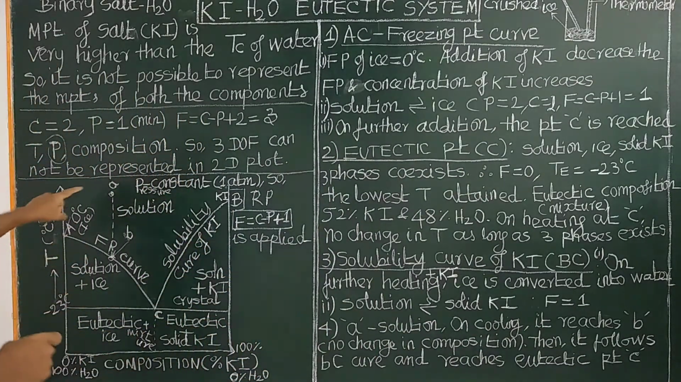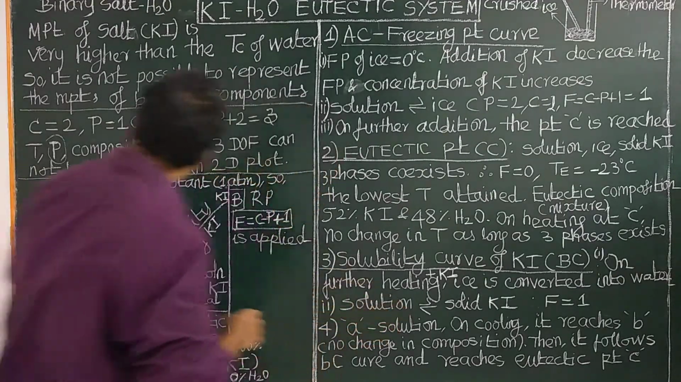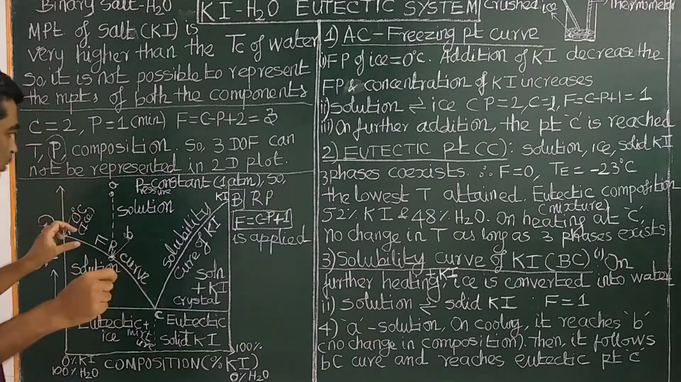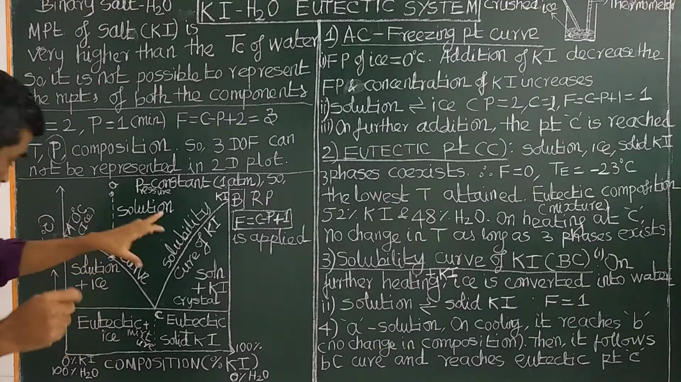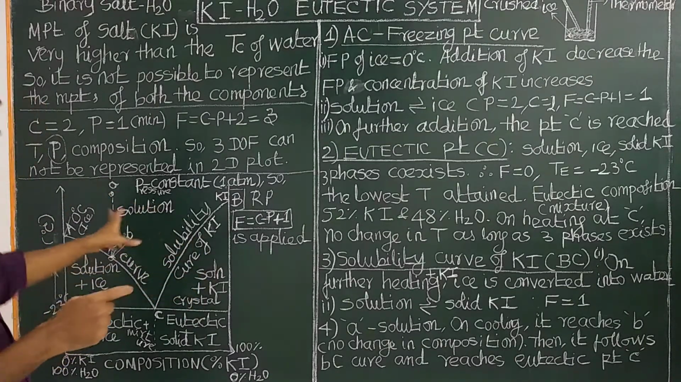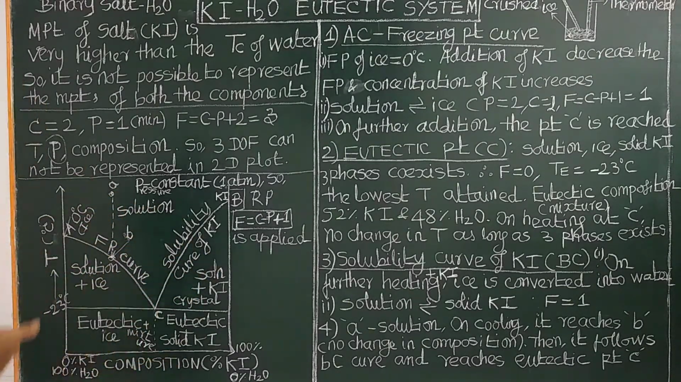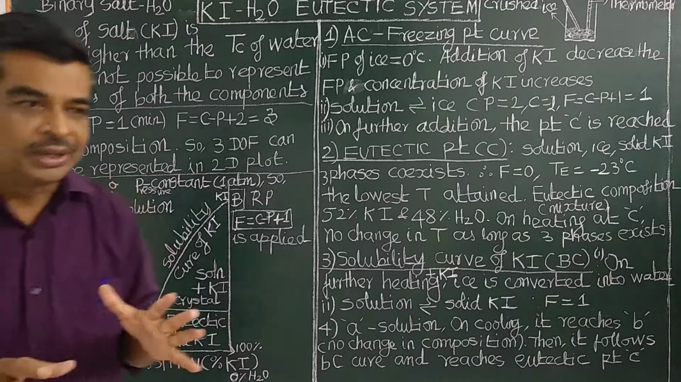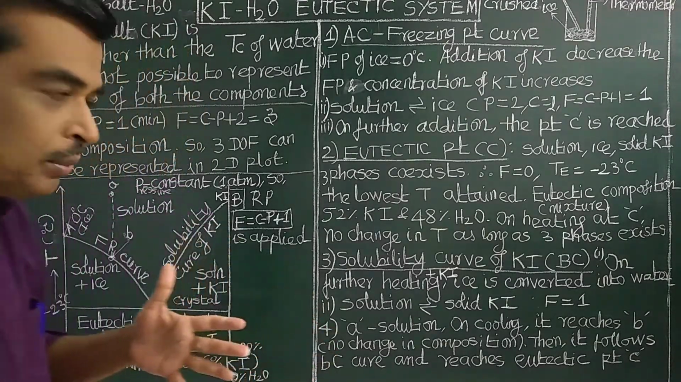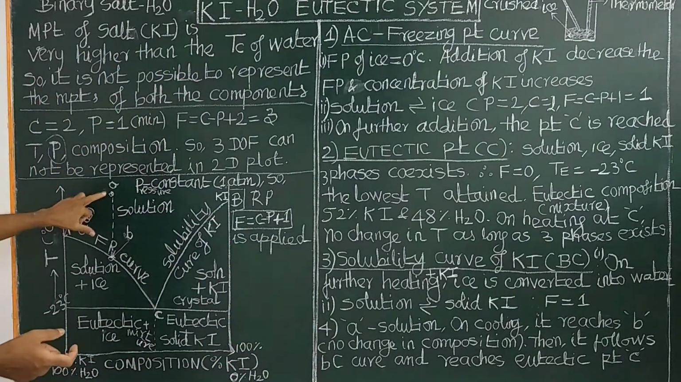Okay. Now let us take a point at A. At point A, it is in solution. It consists of water and Ka dissolved in it. No compound is formed. Remember, no compound is formed. On cooling, at this point, what is the degree of freedom? It is commonly asked in entrance examinations. At this point, it is bivariant. Remember, at this point, it is bivariant.